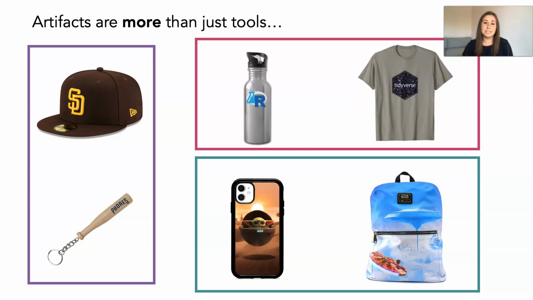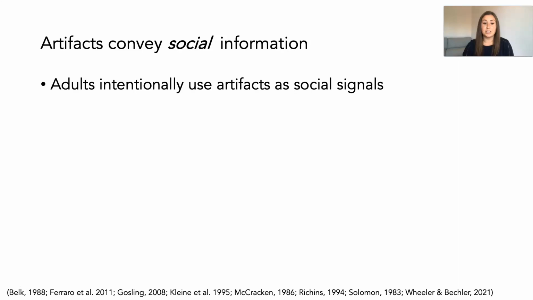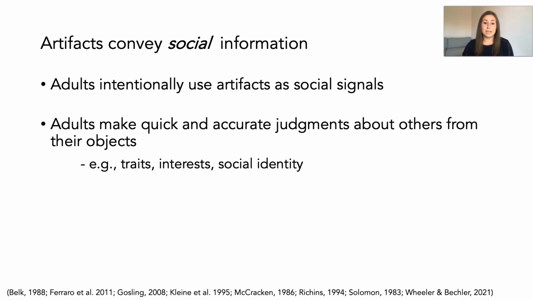And we can make these inferences from these human-made objects or artifacts because they're more than just tools used for particular functions. They are also sources of social information. We know from previous work that adults intentionally use artifacts as social signals and actively choose and display certain artifacts to shape others' perceptions of them. Adults also use other people's artifacts to make quick and accurate judgments, such as a person's traits, interests, and social identities, just as you likely did in the example.